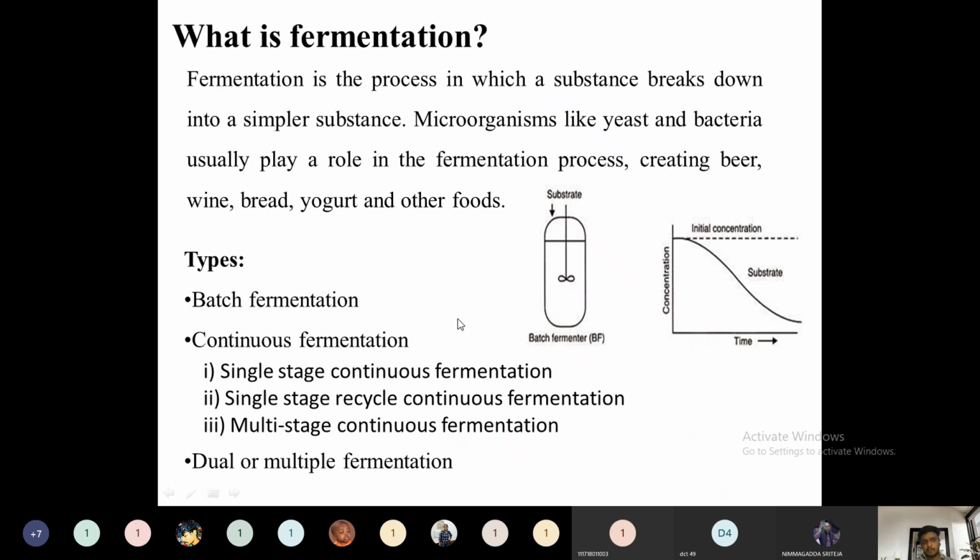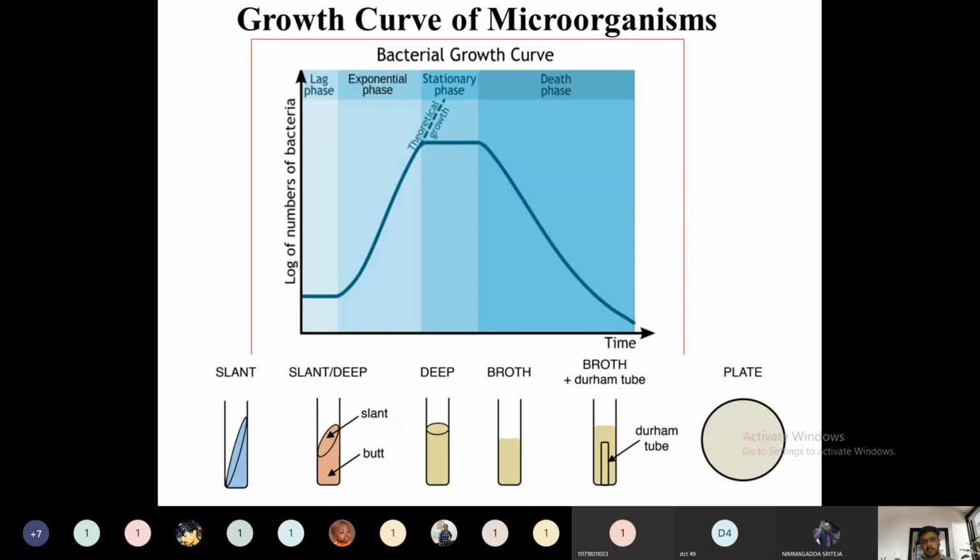Then next one is the fermentation process. If you have any doubt, you can ask about the growth curves or the earlier sections also. Otherwise, I will just continue.